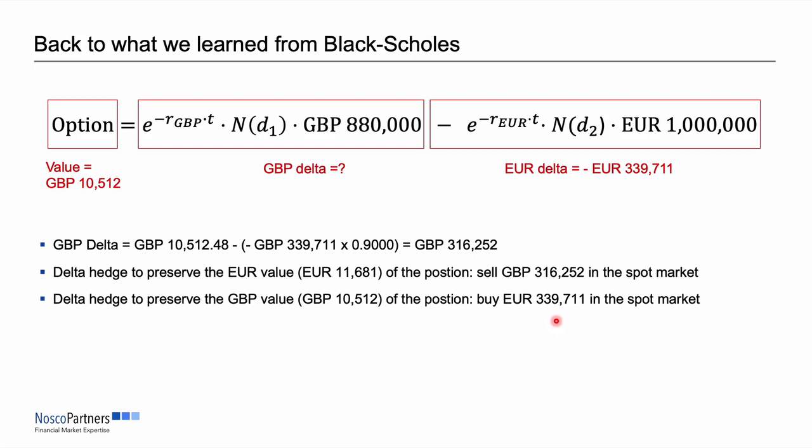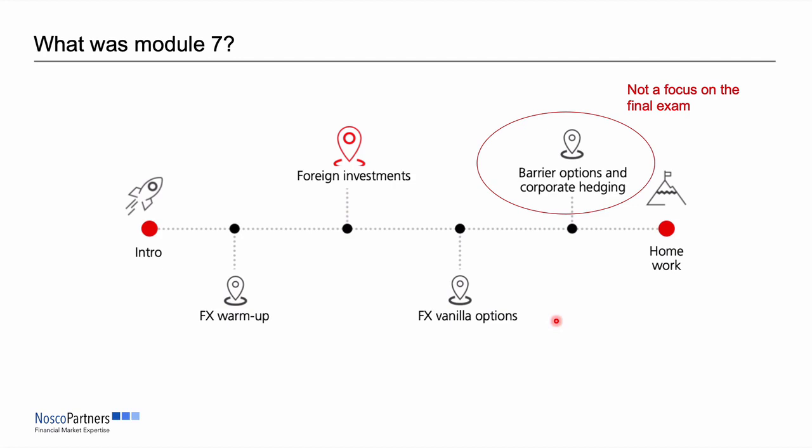Actually, that's quite nice, isn't it? Well, this was mainly what we talked about in Module 7. There was one additional thing which was important and interesting. We talked about barrier options and corporate hedging, but this is not a focus on the test.